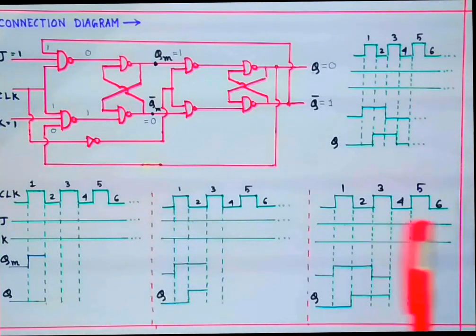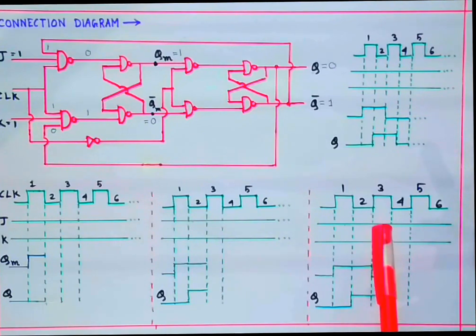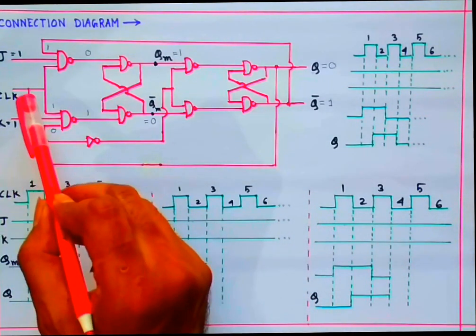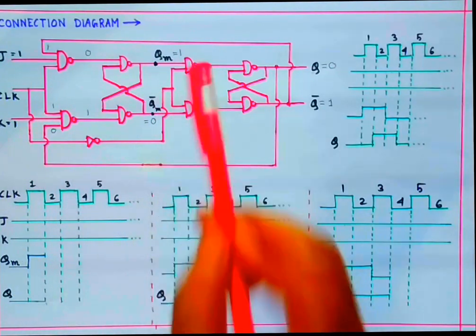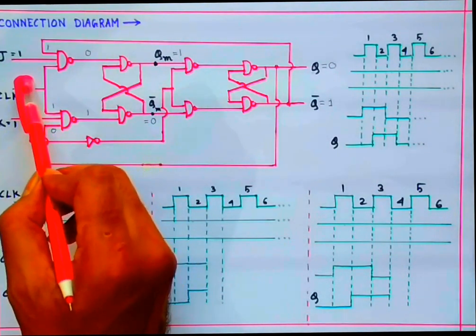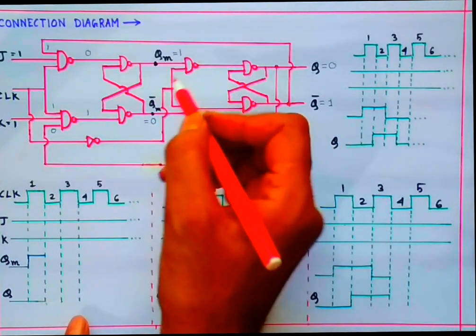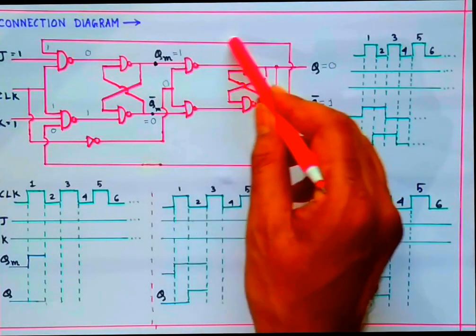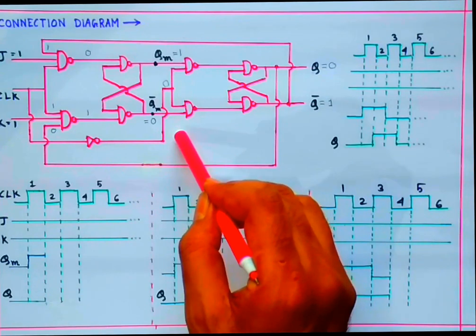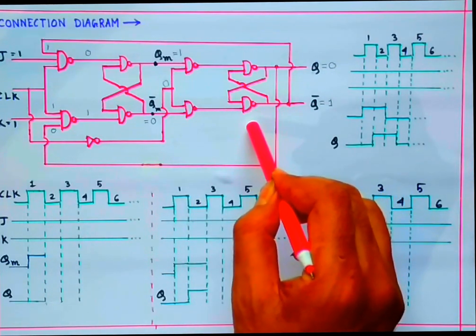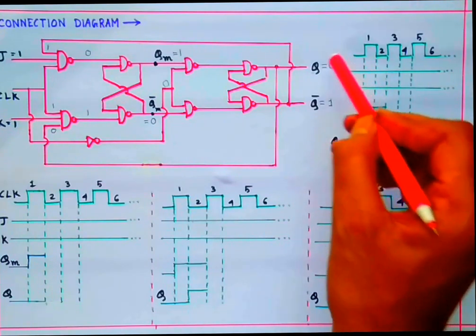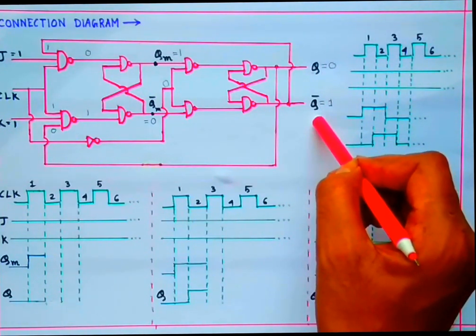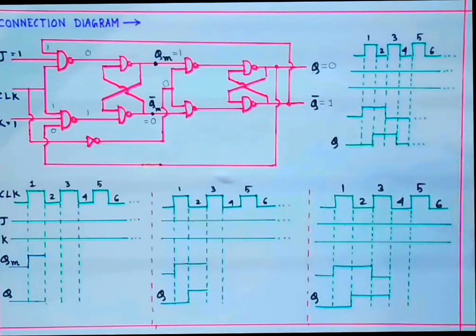Now what will happen to Q? Already I have told you that you are applying inverted clock. That means when the clock is 1, at that time here the clock is 0. That means this slave flip-flop will act as memory. That means it holds its previous data. That means now Q and Q bar will hold their previous data, that means 0 1. That means Q will remain the same as before. It is continuously 0.